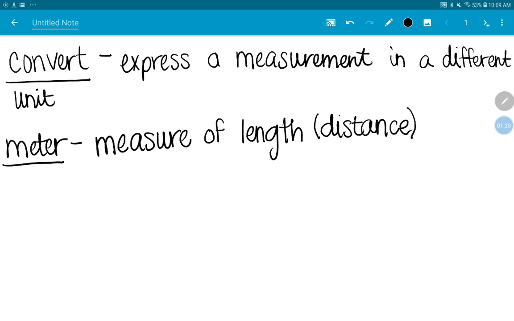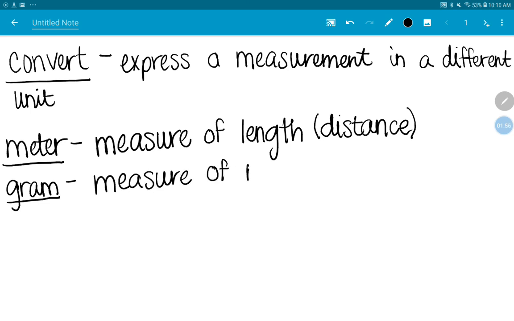All right, what if I wanted to measure the weight or how heavy something was? What would I use, Amy? Grams, you're right. Gram is the metric measurement unit to measure the mass of an object. We can also think of mass as weight, how heavy something is.